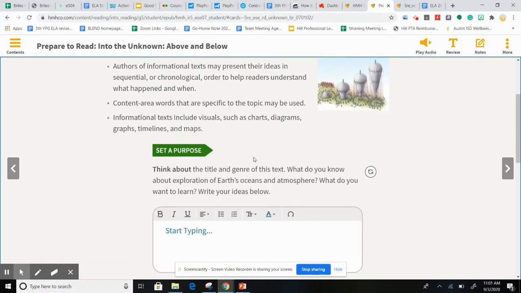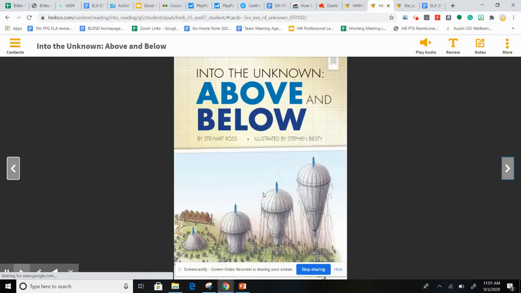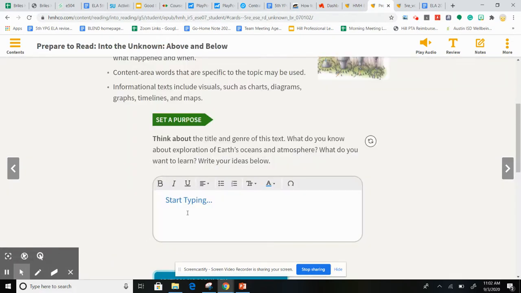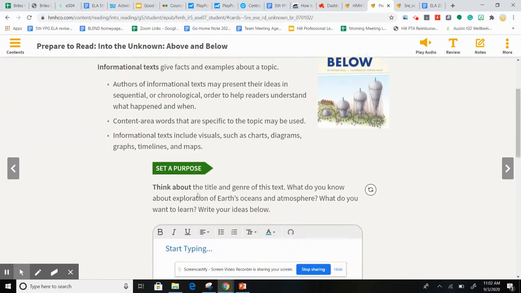And so I want you to look at the title page, and I want you to look at the title, Into the Unknown, Above and Below. And then you've got this picture of Picard's balloon going up. All right, so what do you think it's going to be about? Let's set a purpose. We know that it's called Into the Unknown.